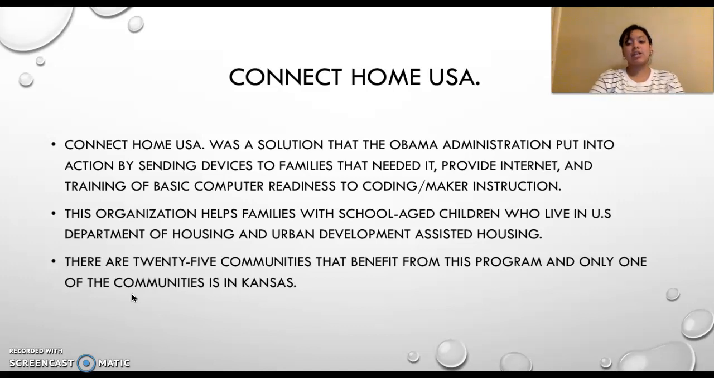This organization helps families with school-aged children who live in two different types of housing. It could be the U.S. Department of Housing or the Urban Development Assisted Housing. There are only 25 communities that benefit from this program, and only one of those communities is in Kansas, and that one would be in Lawrence.